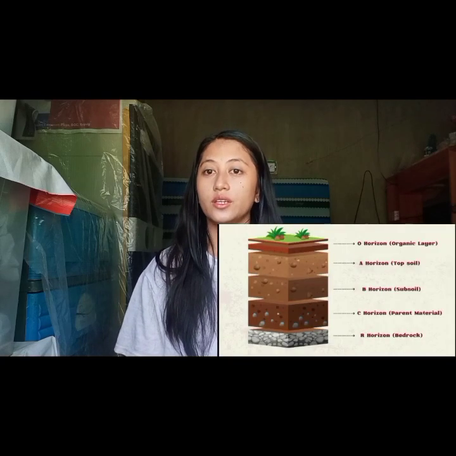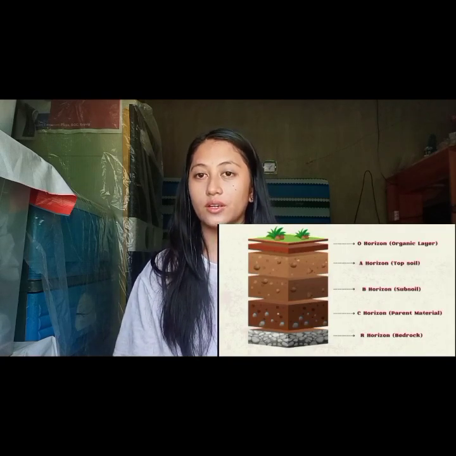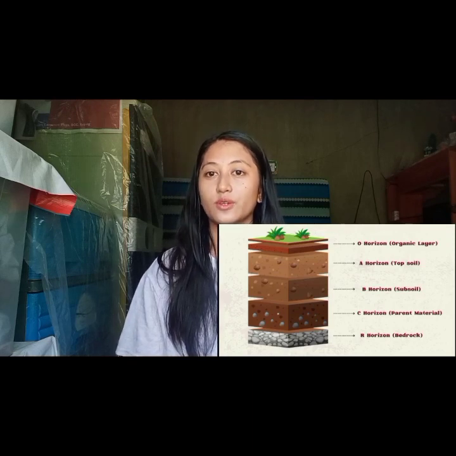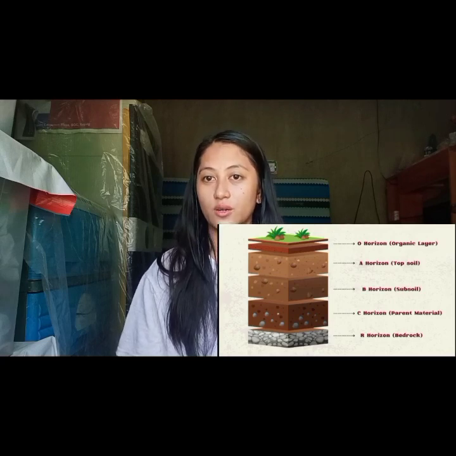There are 5 distinct layers of the soil. These are the O horizon or the organic layer, A horizon or the topsoil, B horizon or the subsoil, C horizon or the parent material, and the last one is the R horizon or the bedrock. So let's discuss them one by one.